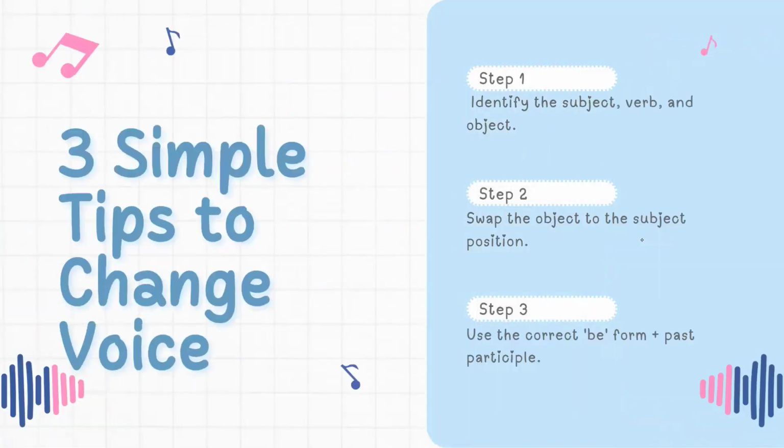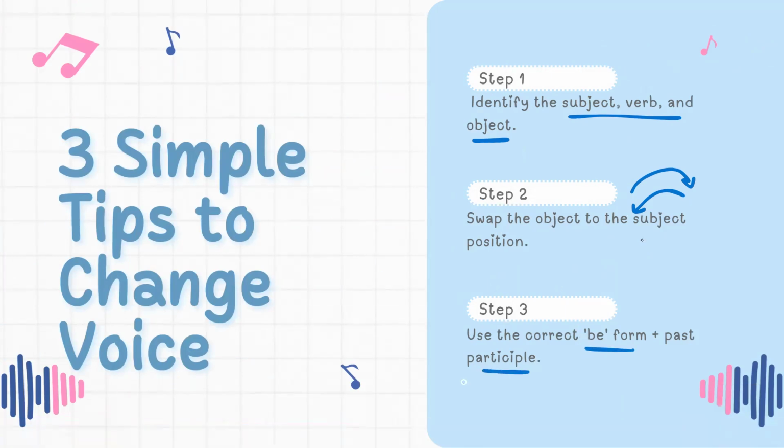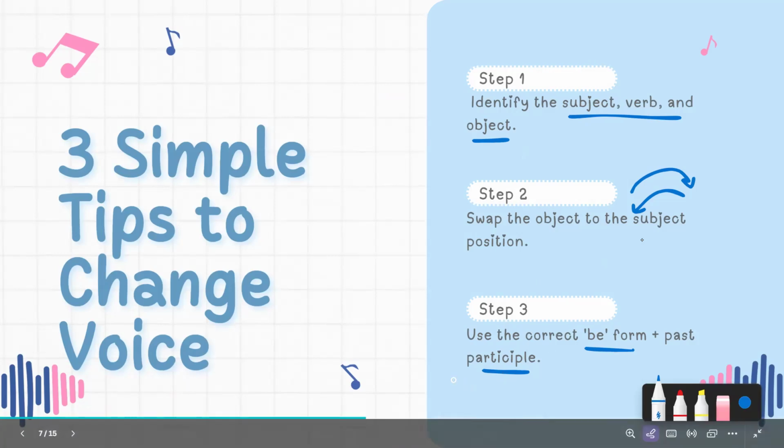Now let's focus on 3 simple tips to change the voices. First thing you have to do is to identify the subject, verb and object, as I already mentioned in the last slide. Swap the object to the subject position. So next we are doing the swapping of the subject and the object. Finally, use the correct be form and past participle form. As I told you, so here is the structure once again for you.